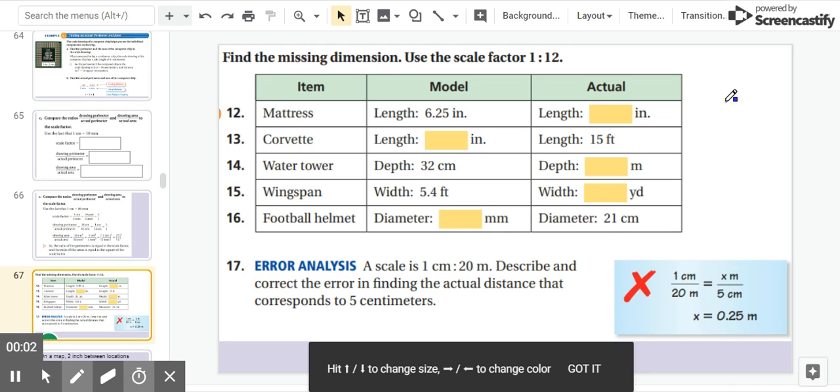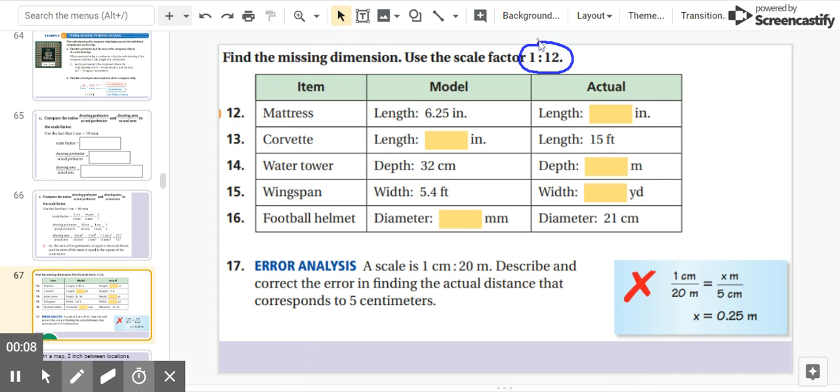I need you to find the missing dimension, and then the scale is 1 to 12. So the things are getting bigger. So this is going to be the drawing. This is going to be the actual size. So if the actual size is 12 inches, then on your paper, you're going to just shrink it to 1 inch. Everyone understand what we're doing?